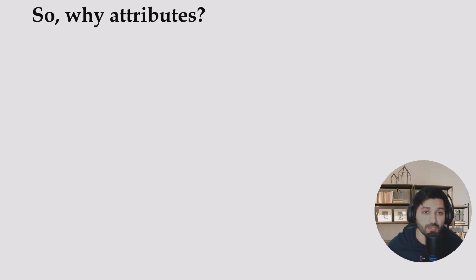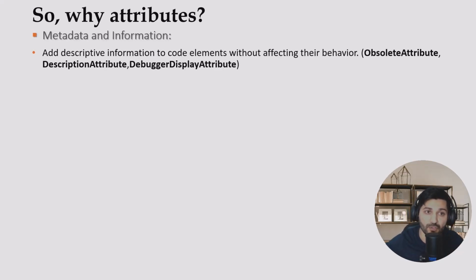So the purpose of attributes is to add them to the metadata and then, using reflection, grab this information from metadata and apply build logic around them. So actually, that's how we are using attributes. We are using attributes to add descriptive information to the code elements without affecting their behavior.